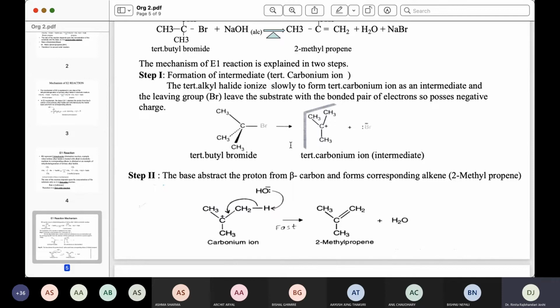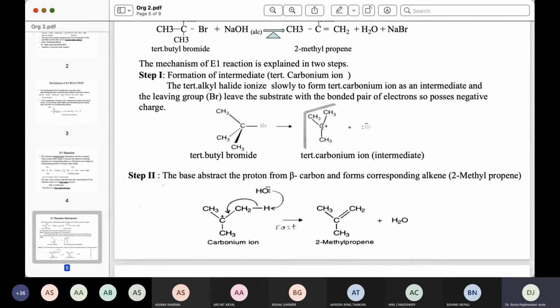र यही reaction हामीले SN1 मा भने जस्तै, this is slow, this is fast. As this is slow, the rate of the reaction here depends on it. The slowest step will determine the rate of the reaction. So the rate of the reaction depends only on the concentration of this, that is the tertiary butyl bromide. So it is first order reaction. And the formation of the intermediate involves only the tertiary carbonium ion, so it is unimolecular. So very easy to remember.